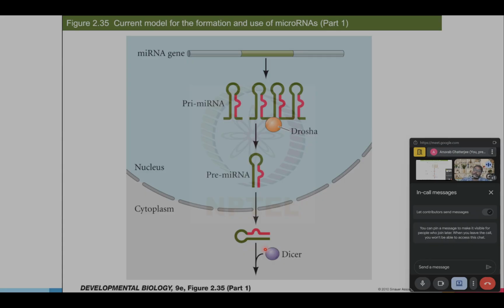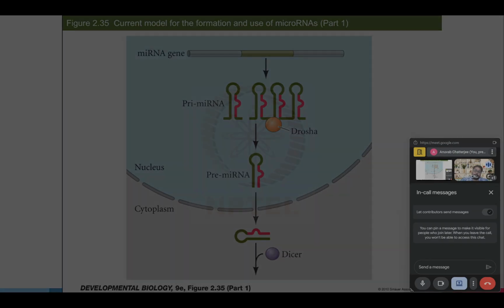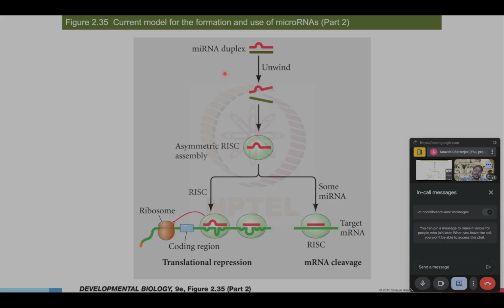Dicer contains multiple proteins in eukaryotes, one of them being Argonaute protein. What Dicer does is that it chops off the hairpin loop, and so you have two parts of it. One of the parts is then incorporated into the RISC complex. This RISC complex has multiple proteins, one of which being Argonaute, which actually binds to the microRNA that is formed right here, or the part of the microRNA here.